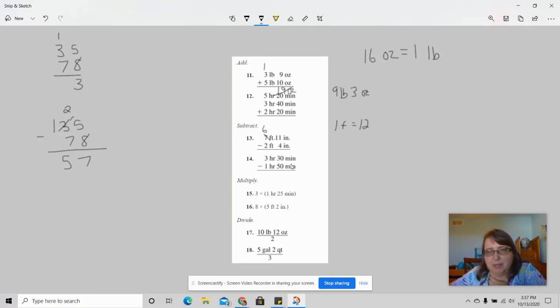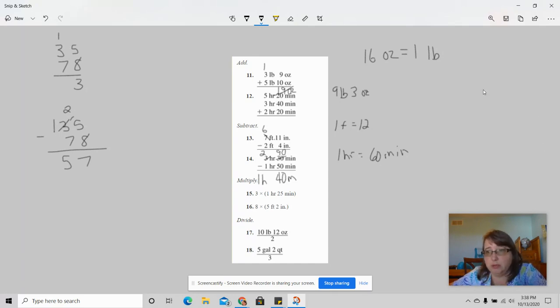Let's take a look at this one. This one, we can't do 30 minus 50, so we'll borrow from the hours. Remember that 1 hour is equal to 60 minutes. So I'm borrowing an hour. An hour is 60 minutes, so I'm going to add to the 30, 60, and get 90. 90 minus 50 is 40 minutes. And 2 minus 1 is 1 hour.